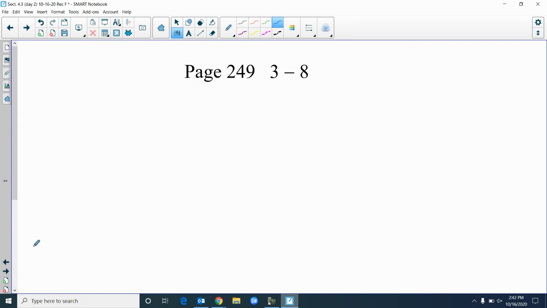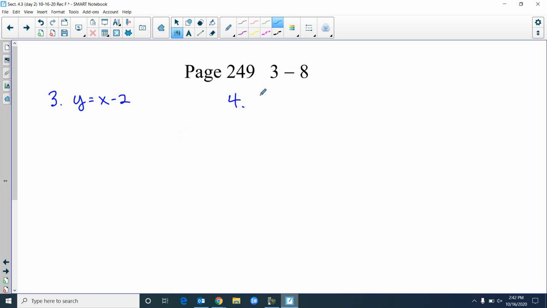Now on that second page, 249, 3 through 8. So 3 lists a table and you have to come up with the equation. Well, the equation will be y equals x minus 2. If you plug in any of those x values, you get back the given y value.